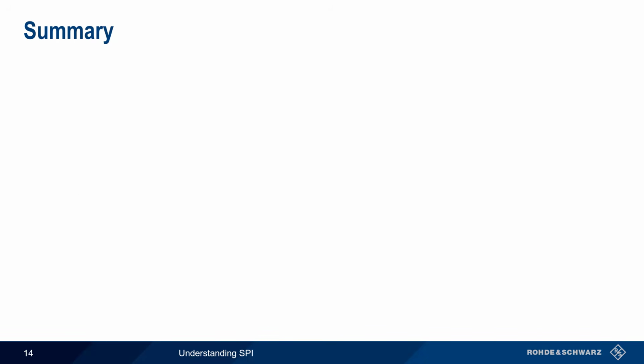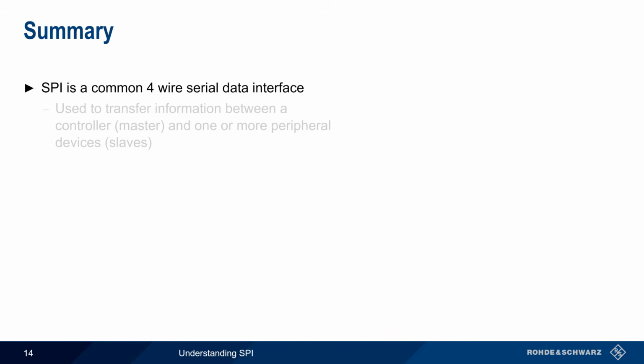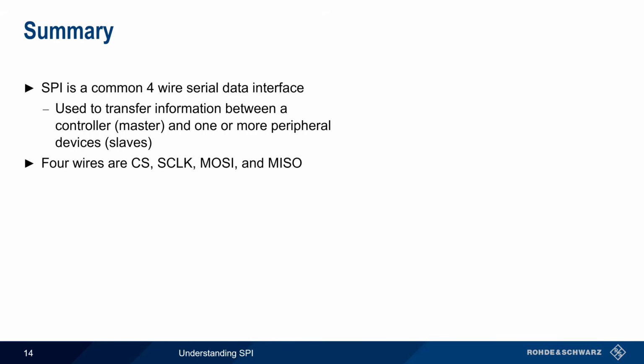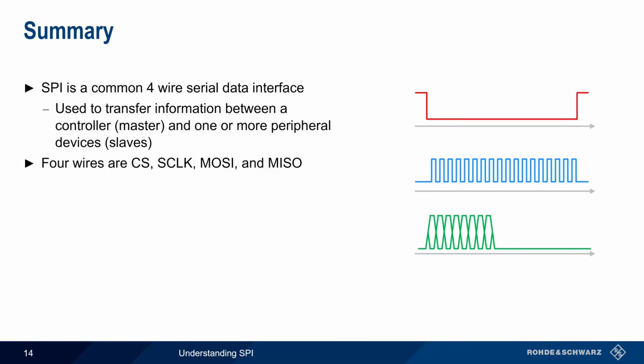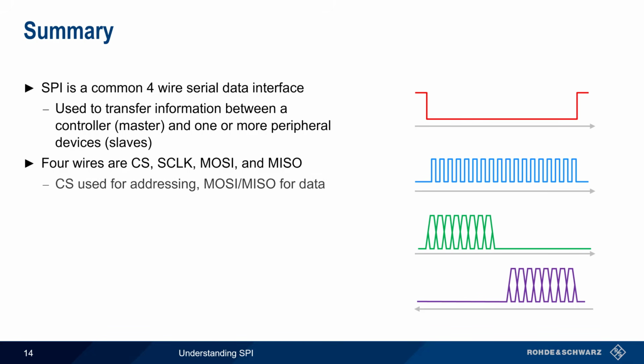Let's end with a brief summary. The Serial Peripheral Interface Protocol, abbreviated SPI, is a very common 4-wire interface used to transfer information between a controller or master and one or more peripheral devices or slaves. These 4 wires are chip select, serial clock, master out slave in, and master in slave out. The CS line is used for addressing, and MOSI and MISO are used to transfer data from and to the master.